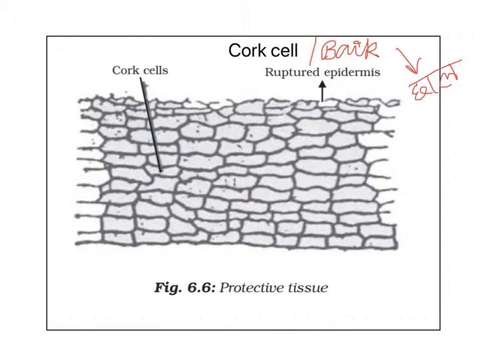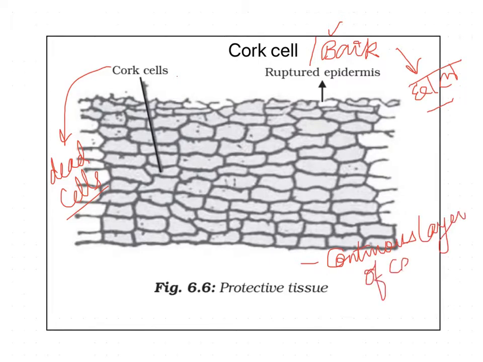Now cork cells are made up of dead cells. As you can see in the photograph, they are made up of dead cells. Okay? Clear? So cork cells are also called the bark of the tree, that is, we call it chhal. As you can see in the photograph, there is no space between them. इनकी जो layer है वो continuous layer है. It is a continuous layer of cells.